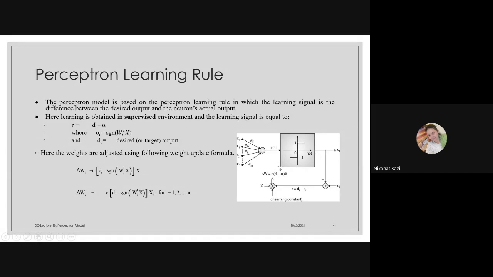Once you pass it through this, you get the output, and this output is then used along with the desired label to get the learning signal, that is R. So D minus O. D is the desired output. O is the output that you have got through the network. So D minus O times C times X, the current input vector that you have passed, is nothing but delta W. So diagrammatically, you can depict it as this particular diagram.